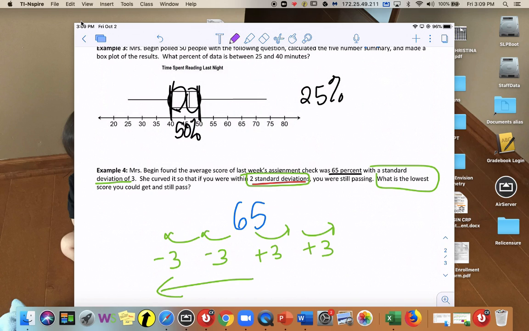65 minus 3 is 62. 62 minus 3 is 59. So this will be the lowest score that you can get that's within 2 standard deviations on the low end. So your lowest score, 59, and you'd still be passing.